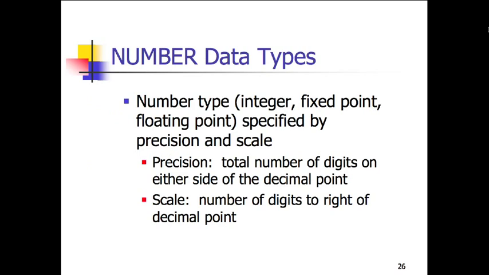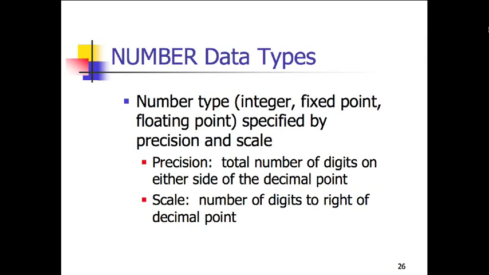But this is basically the information on the data types that I'm probably not going to go into that much detail with next week. So the number data type is an integer, a fixed point, a floating point, specified by the precision and the scale. So we say it's a number, and then we say, well, how many decimal points do we want on this number? How big do we want the number? How much precision do we want? I'm thinking that a number is a number.